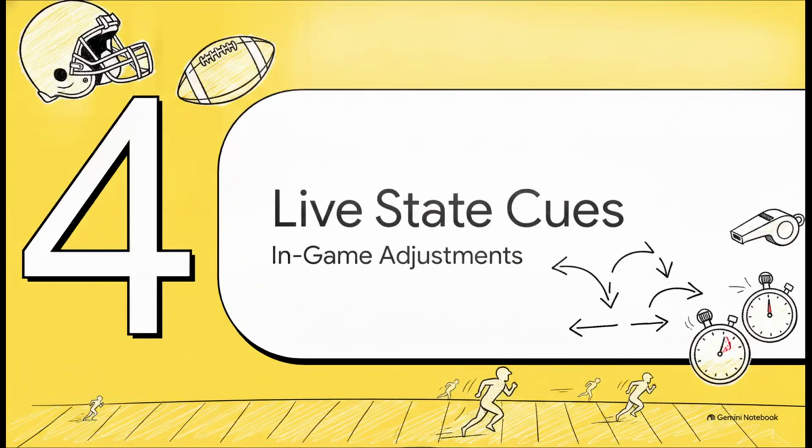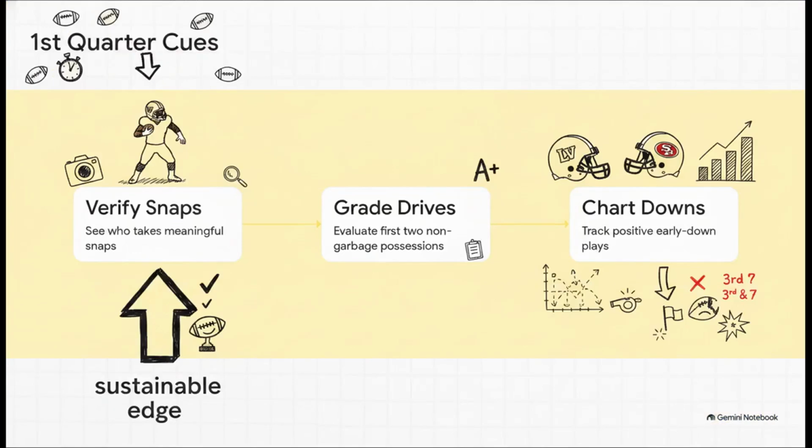Okay, let's jump into Section 4, Live In-Game State Cues. So we've got the structural paths down. Now let's equip you with exactly what to chart live once the meaningful snaps actually begin. In the first quarter, start by just verifying who is taking the meaningful snaps. Then grade the first two non-garbage possessions for both Vegas and San Francisco.